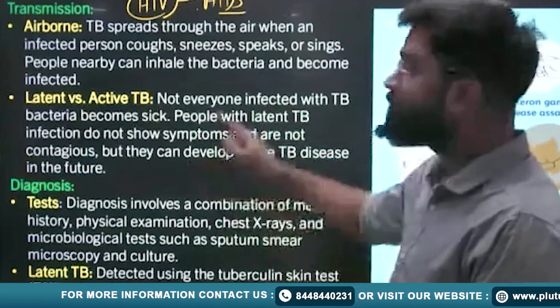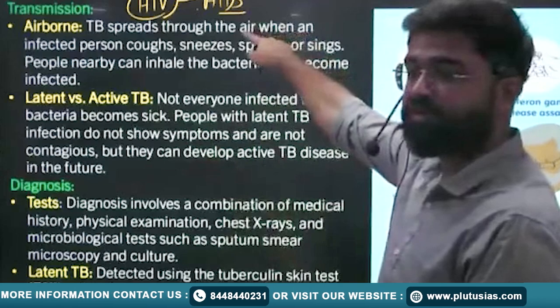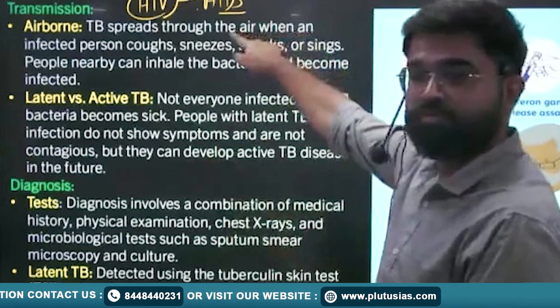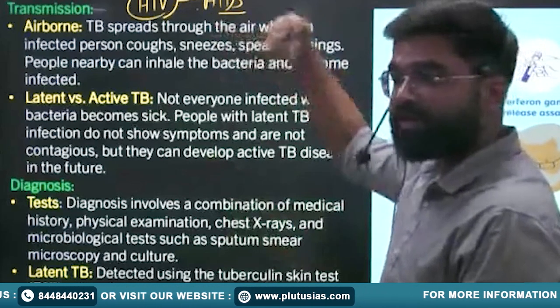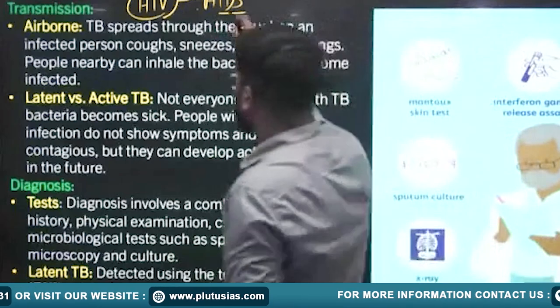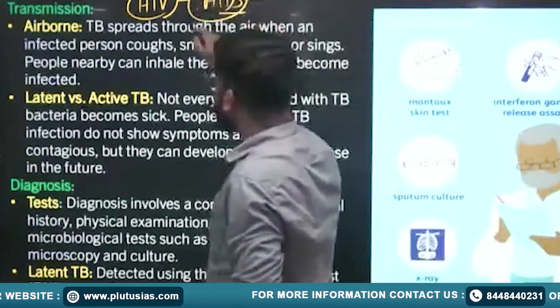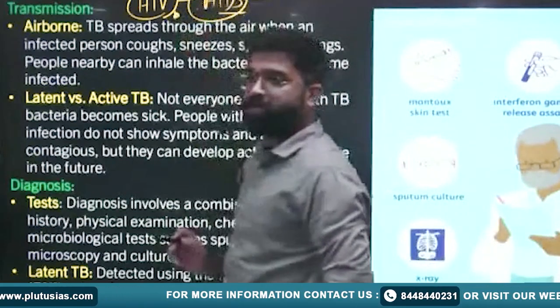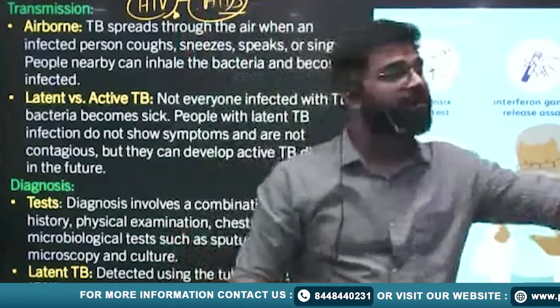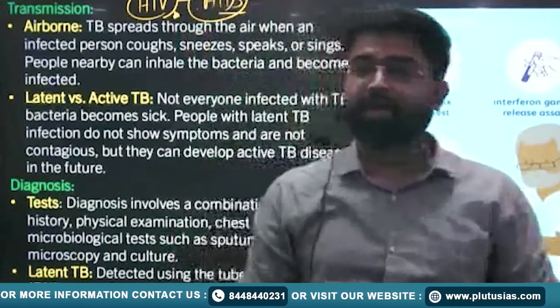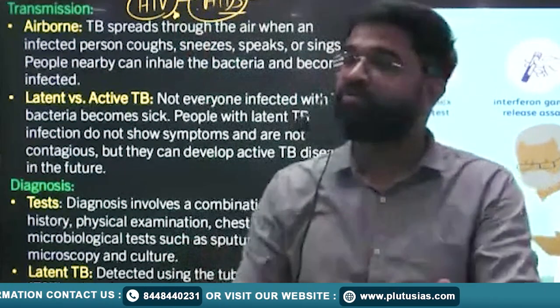And what is the situation? This is the situation. Okay? AIDS is the disease where people will not die from the HIV. People will die from some other infection. Why? Because your immune system is already compromised.